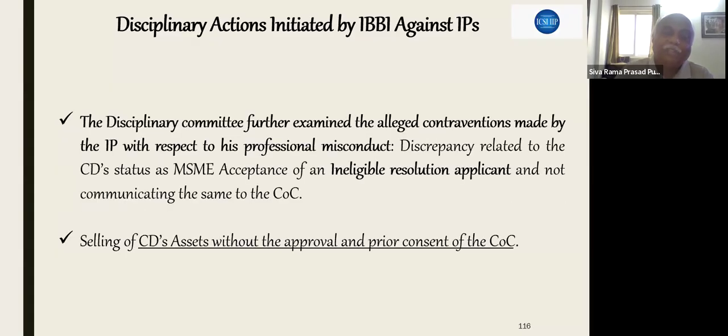He is arguing, challenging. The IP is challenging the DC's intervention. The disciplinary committee further examined the alleged contraventions made by the IP with respect to his professional misconduct: discrepancy related to the CD's status as MSME, acceptance of an ineligible resolution applicant and not communicating the same to the COC.